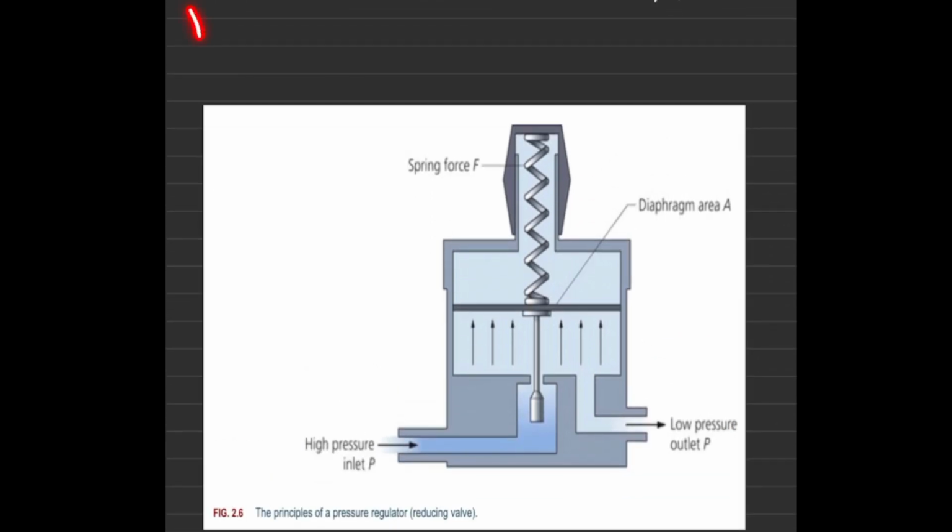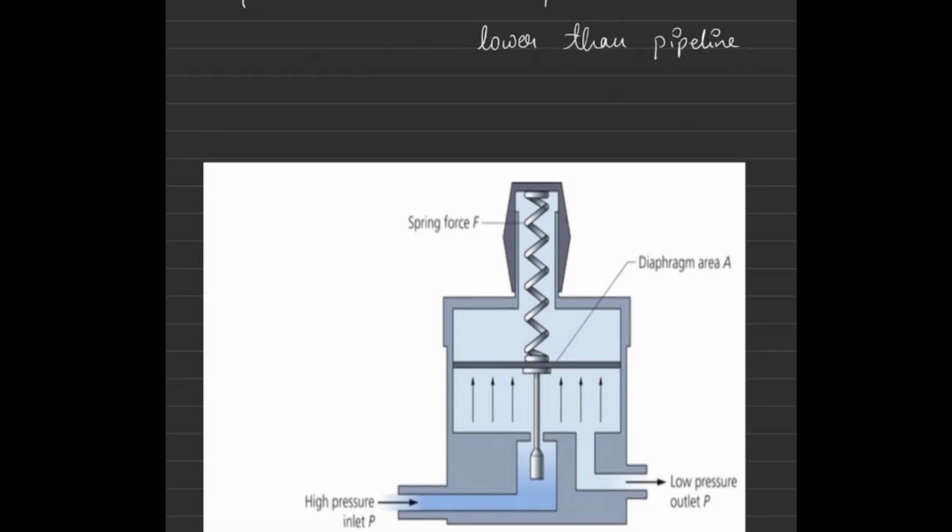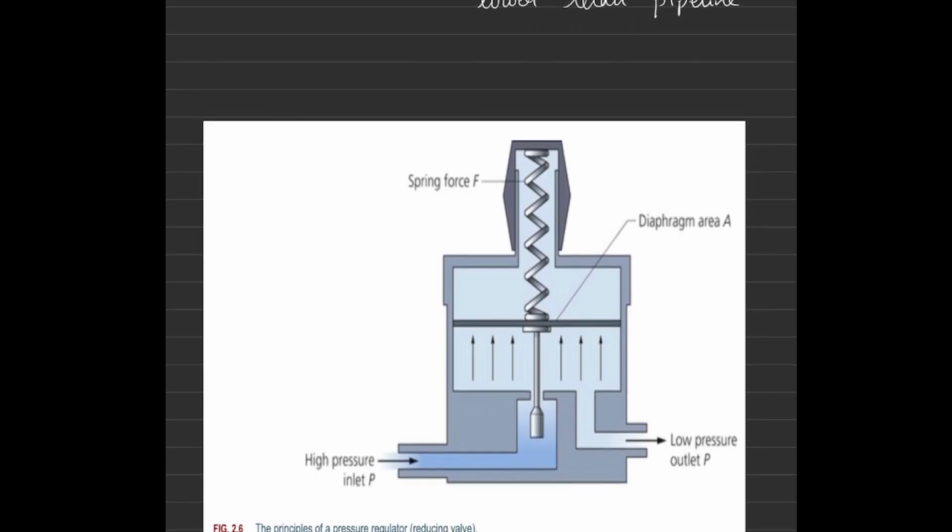It works on the principle that pressure is equal to force upon area. Force remains constant. So, P1 A1 is equal to P2 A2.